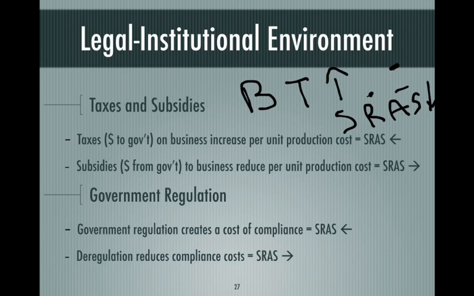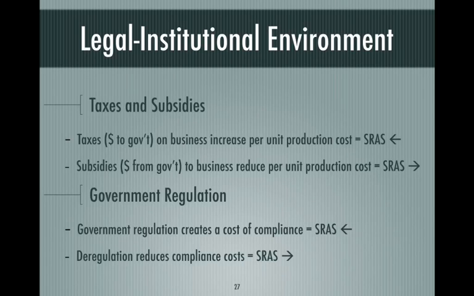We talked about subsidies before. Subsidies are monies that come from the government to businesses to produce more goods. More subsidies, more goods. Regulations. Regulations hinder a company's ability to produce goods. Fewer regulations means we can make more goods.